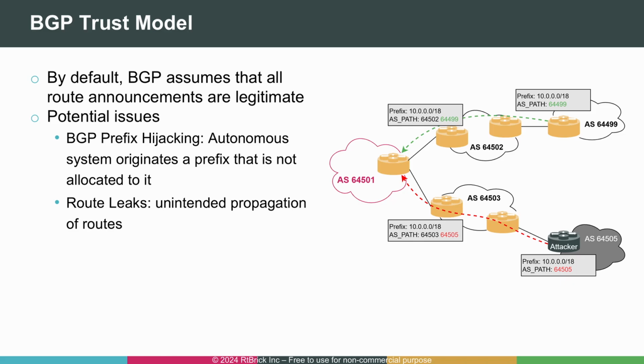If AS64505 advertises this prefix, it is considered BGP prefix hijacking, which means a malicious AS advertises a prefix it doesn't own, potentially intercepting or blackholing traffic. It can also result from operational misconfiguration leading to unintended route leaks. In any case, these issues need to be prevented.